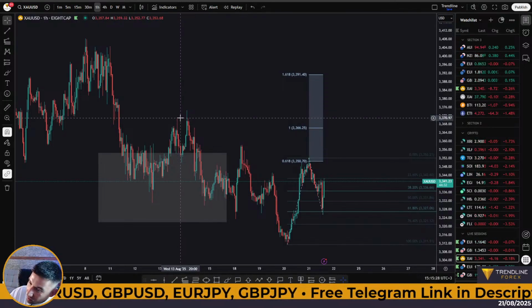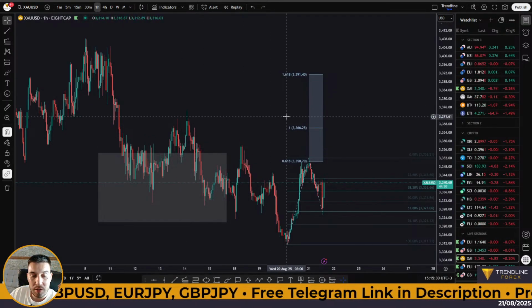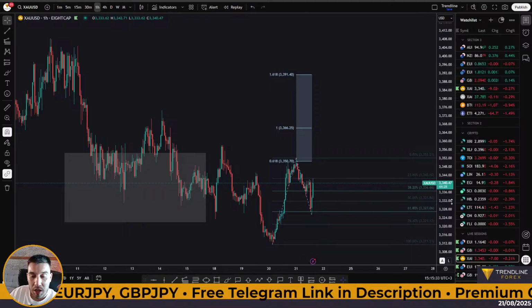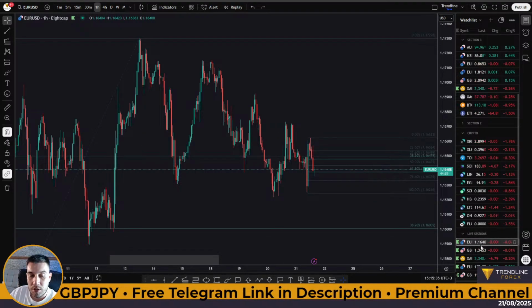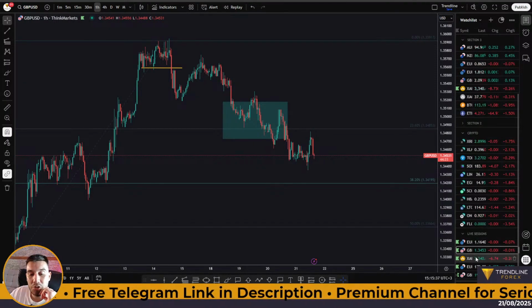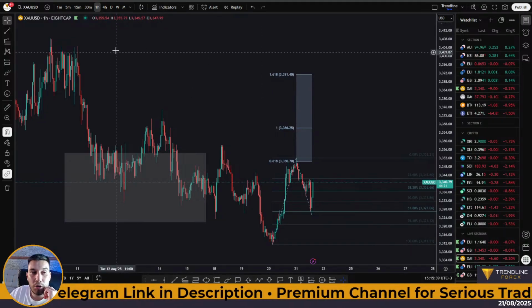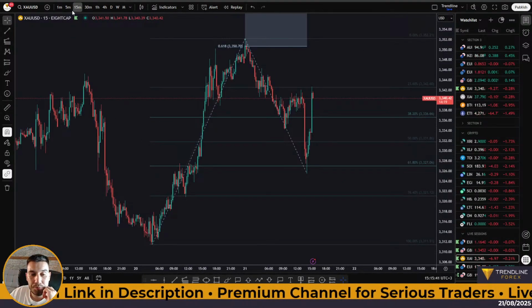So I do like this setup here on gold as well. It's definitely looking good in my opinion. But from all of those, it's probably the majors together with gold, which I'm going to be looking at the most.